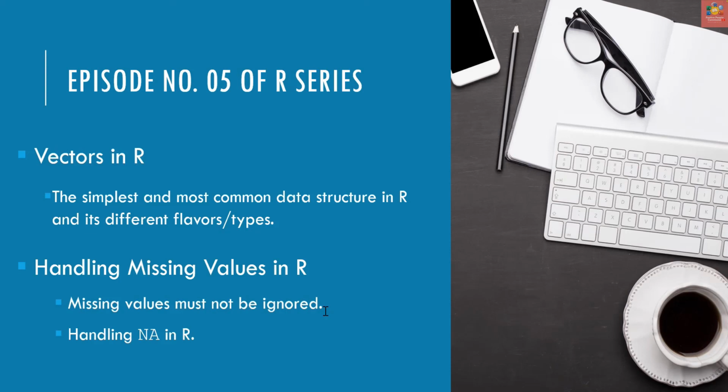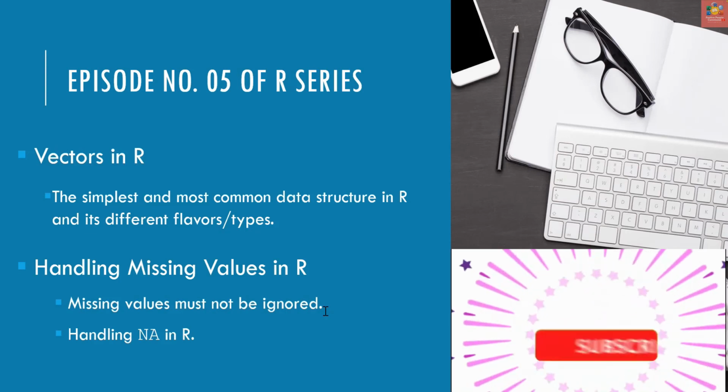And also we will learn how to handle missing values in R. Missing values might represent some underlying pattern in the data, so missing values must not be ignored; they must be handled very carefully. And how missing values are represented in R, what are NAs in R. So all in the next episode, number 5 of the R series.